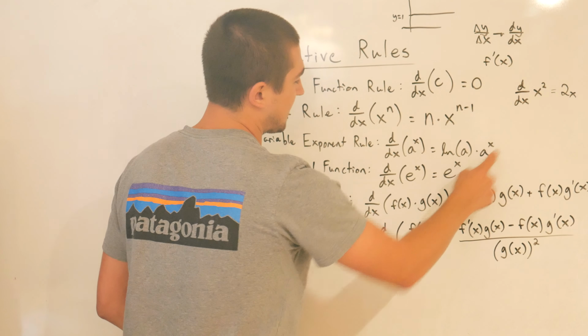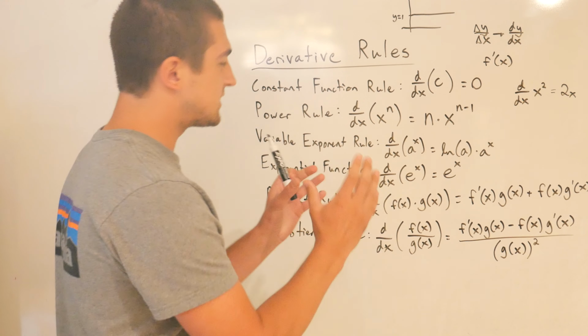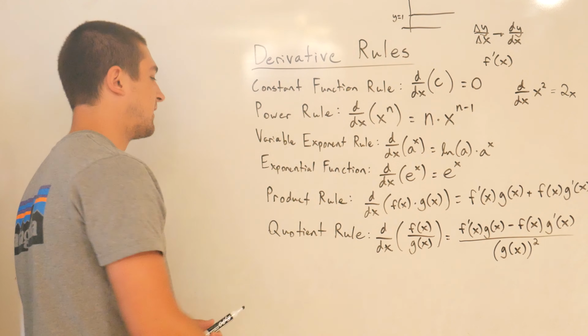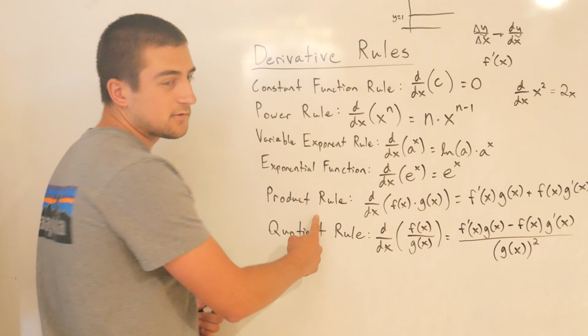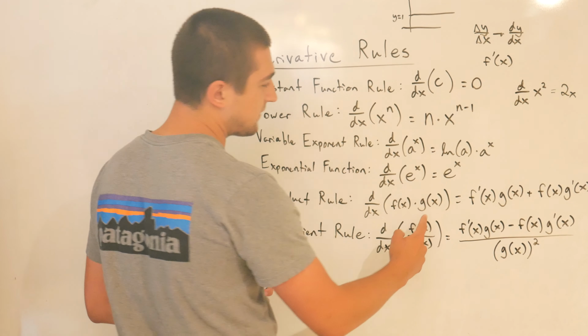And probably one of the most important derivative rules is the product rule. And that applies when you're trying to take the derivative of a function times another function. So you have a function times a function, you want to take its derivative. How do you do that? You use the product rule. And that states that the derivative of those two functions multiplied together is the derivative of the first function times the second function plus the first function times the derivative of the second function.